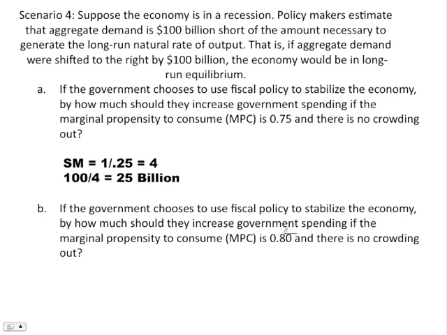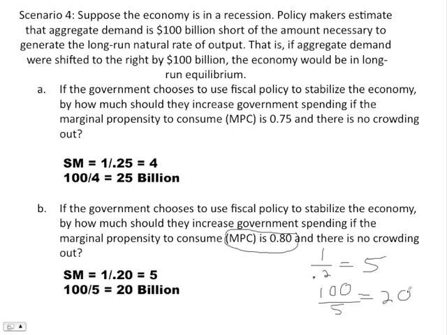Okay, in our second example, we have an MPC of 0.8. So in order to get my spending multiplier, I'm taking 1 over the MPS, or 1 over 0.2. 1 over 0.2 is 5. Now, in order to close this gap, the government needs to spend a certain amount of money. They don't need to spend $100 billion. They need to spend an amount that will multiply 5 times to get to $100 billion. So I just do a little division. 100 over 5 is 20. And so in this example, the government needs to spend $20 billion in order to close that gap.